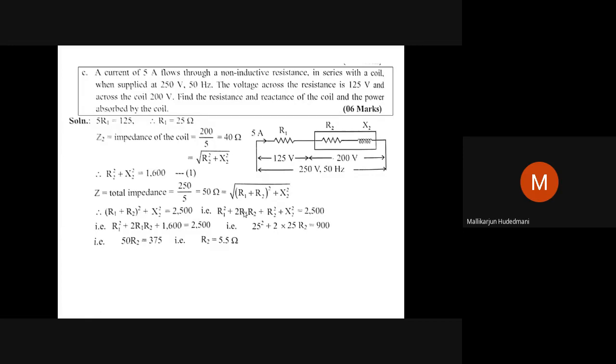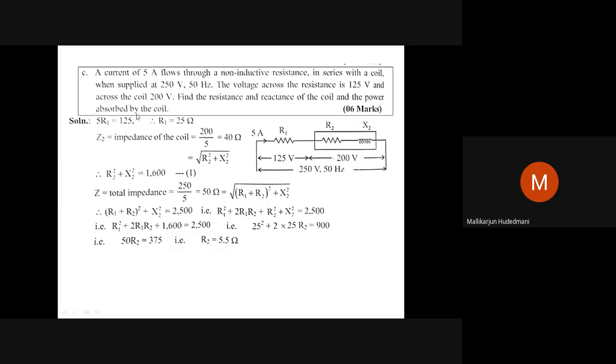A current of 5 ampere flows through a non-inductive resistance in series with a coil, supplied by 250 volt, 50 hertz. The voltage across the resistance is 125 and the voltage across the coil is 200. Find the resistance, reactance of the coil and power absorbed by the coil. This is one of the problems that appeared in exams.